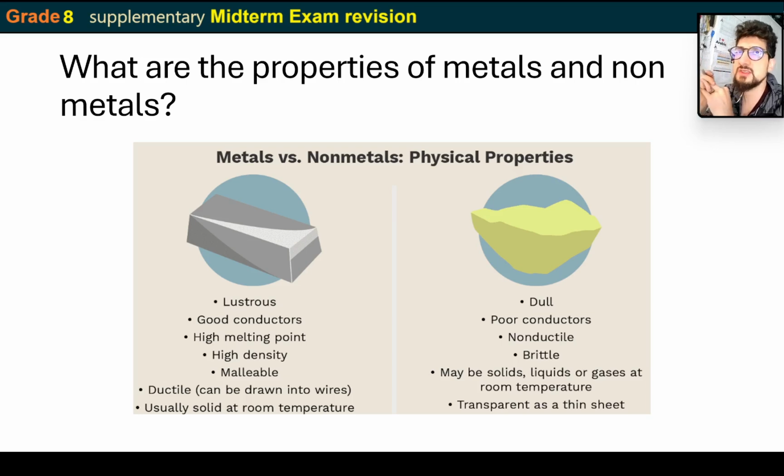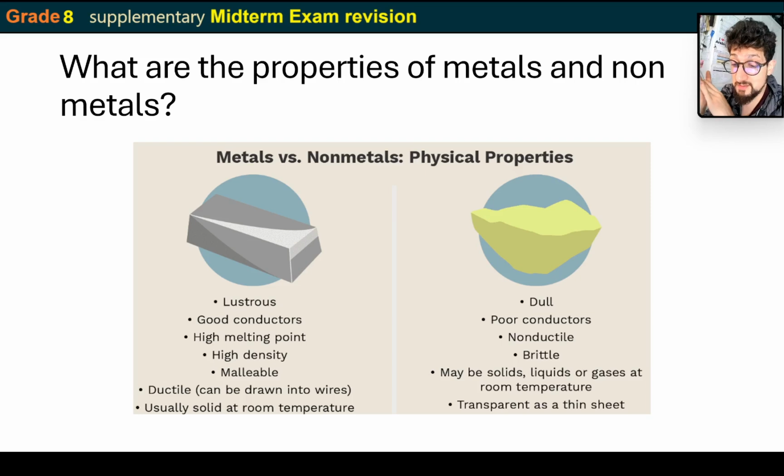Now, some of you at this stage might be going, well, there are some kitchen utensils that are made of glass or Pyrex. And that's true, but that's an exception. For the most part, we're talking about generally speaking. So generally speaking, metals are lustrous. Generally speaking, metals are good conductors of heat and electricity. Generally speaking, metals have high melting points. So what that means is metals are solids at room temperature, with the exception of mercury. And gallium has a low melting point.